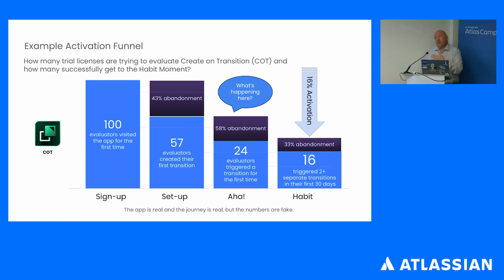So if you take these numbers for Create on Transition, we have 16% of the trial users successfully seeing the value, setting up for the value, experiencing the value, and incorporating the value into their own workplace. We want that number higher. This is why we do that analysis.